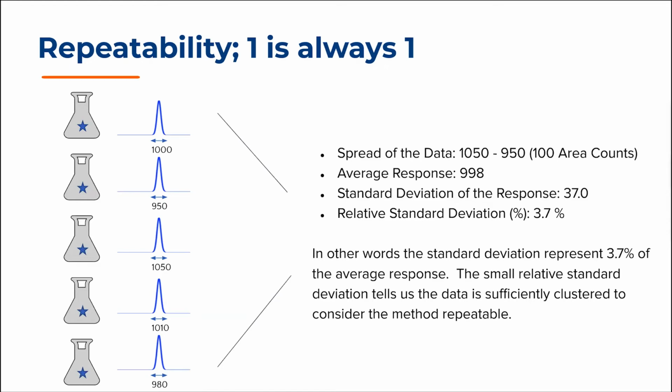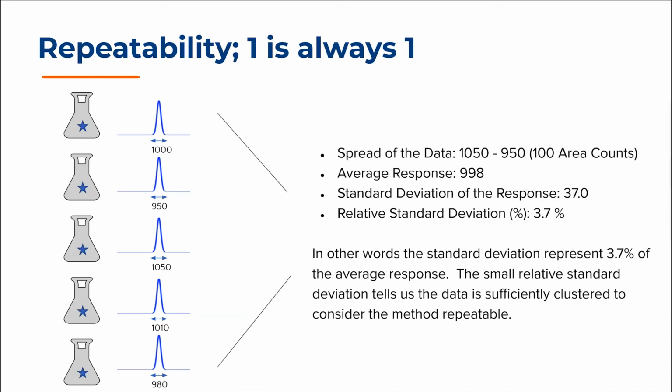In the repeatability experiment, we have run the analytical method 5 times on the same sample containing 1 milligram per milliliter of solution. As you can see, each time we obtain a result that is close to 1,000 milliAU UV response. In fact, the spread of the data is approximately 100 area counts with an average response of 998 milliAU and a standard deviation of about 37. But what does all that mean?